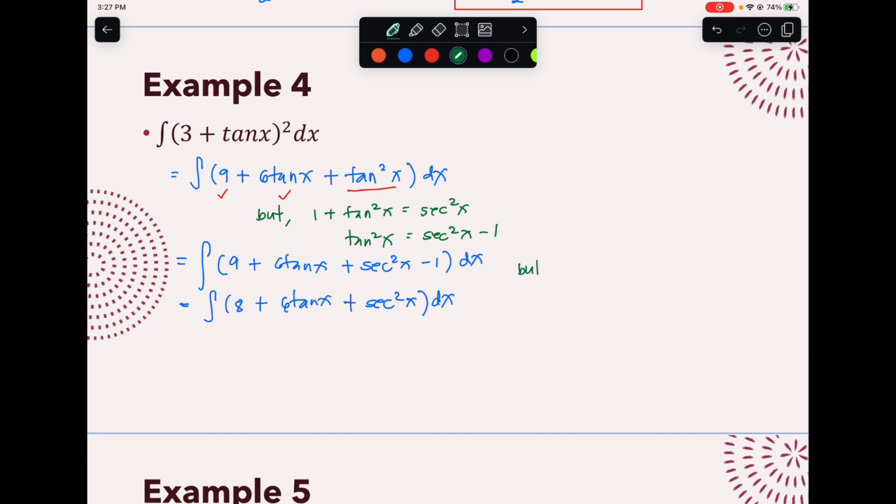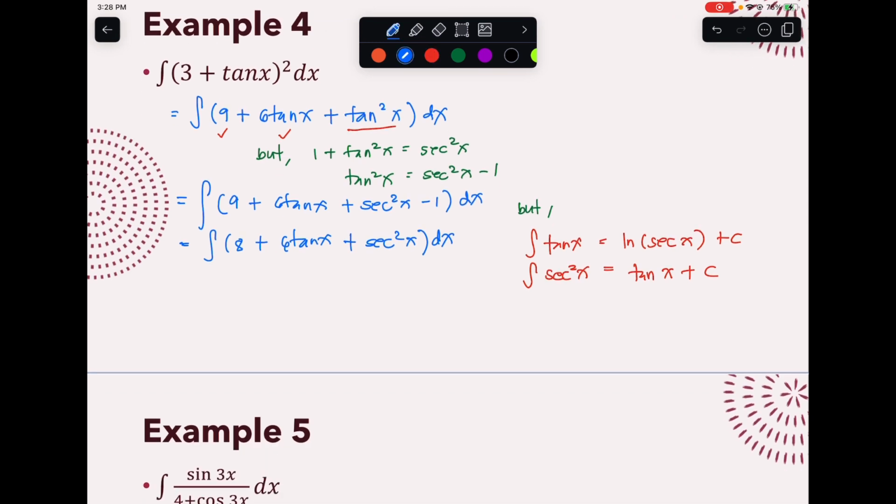So remember that the integral of tangent x is the same as sine over cosine, so ln of secant x. While the integral this time is of secant squared. Okay, so that is a special integral, which is the tangent x. So the integral of secant squared is simply tangent x.